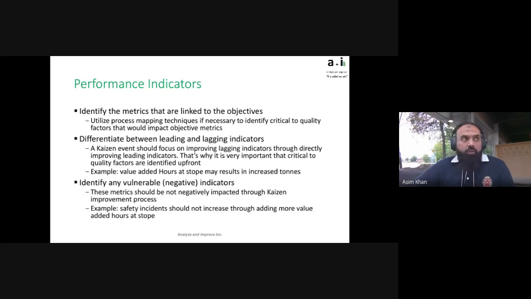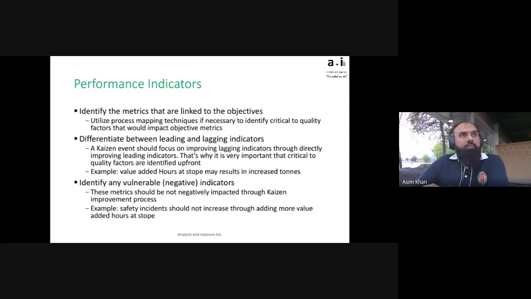The other thing which most people miss, but I like to have as part of the discussion in the prep stage, is the vulnerable KPI or negative indicator. Really it is to say, can you identify things which could be negatively impacted by us changing to a new process, to a new improvement process. So safety incidents could be a good example of it. Like me getting more value-added hours should not come at the expense of making things unsafe.